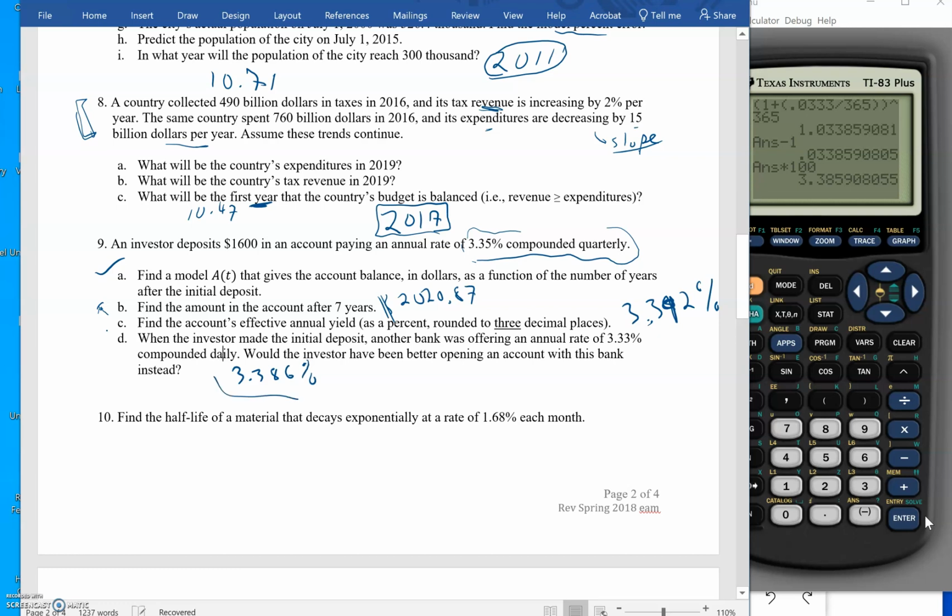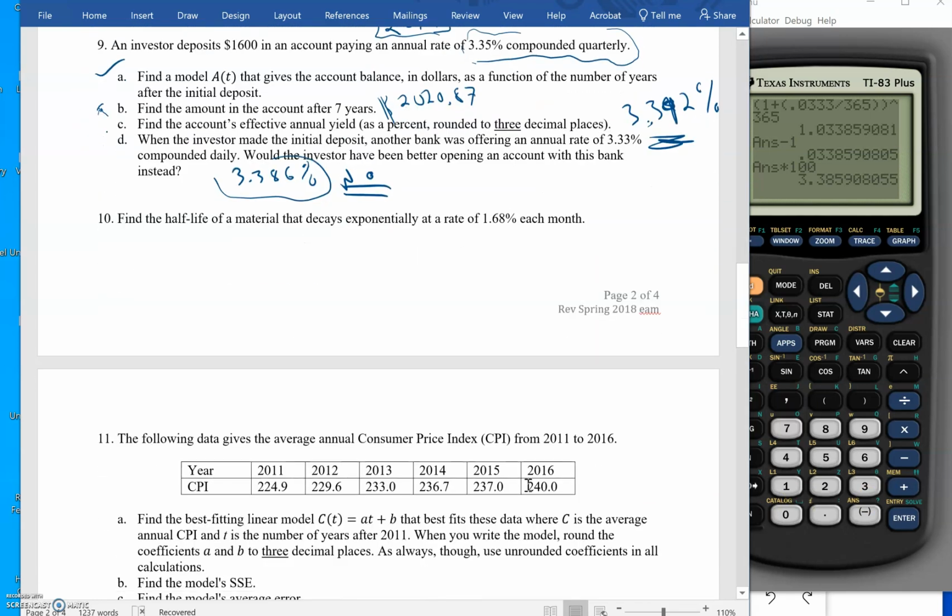And it is not better. So no, the investor would not have been better opening an account with this bank. This one's still better. Okay. Let's look at question 10.